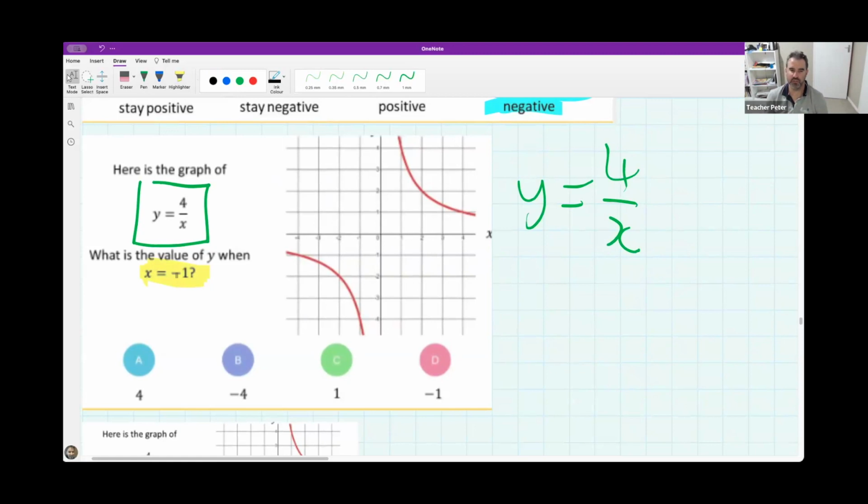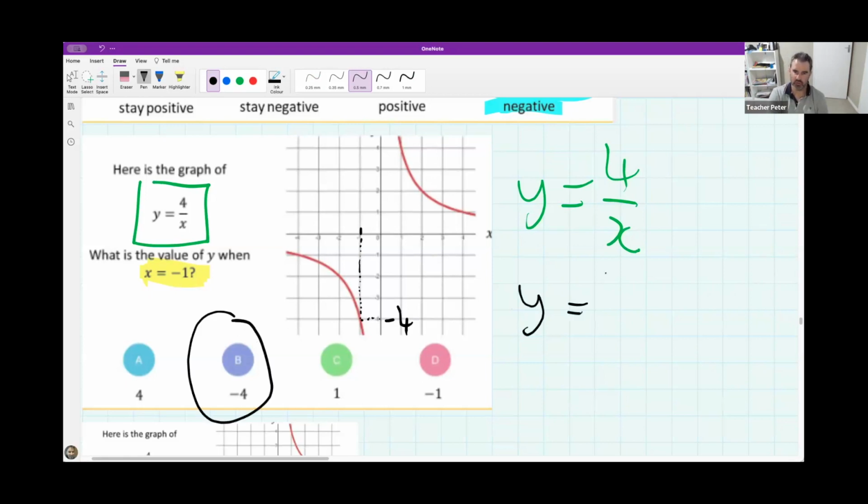What do you think the answer is going to be here? Where is -1? There's -1. So I'm going down. And if I go across, it looks to me like I'm in line with -4. So my answer would be -4.